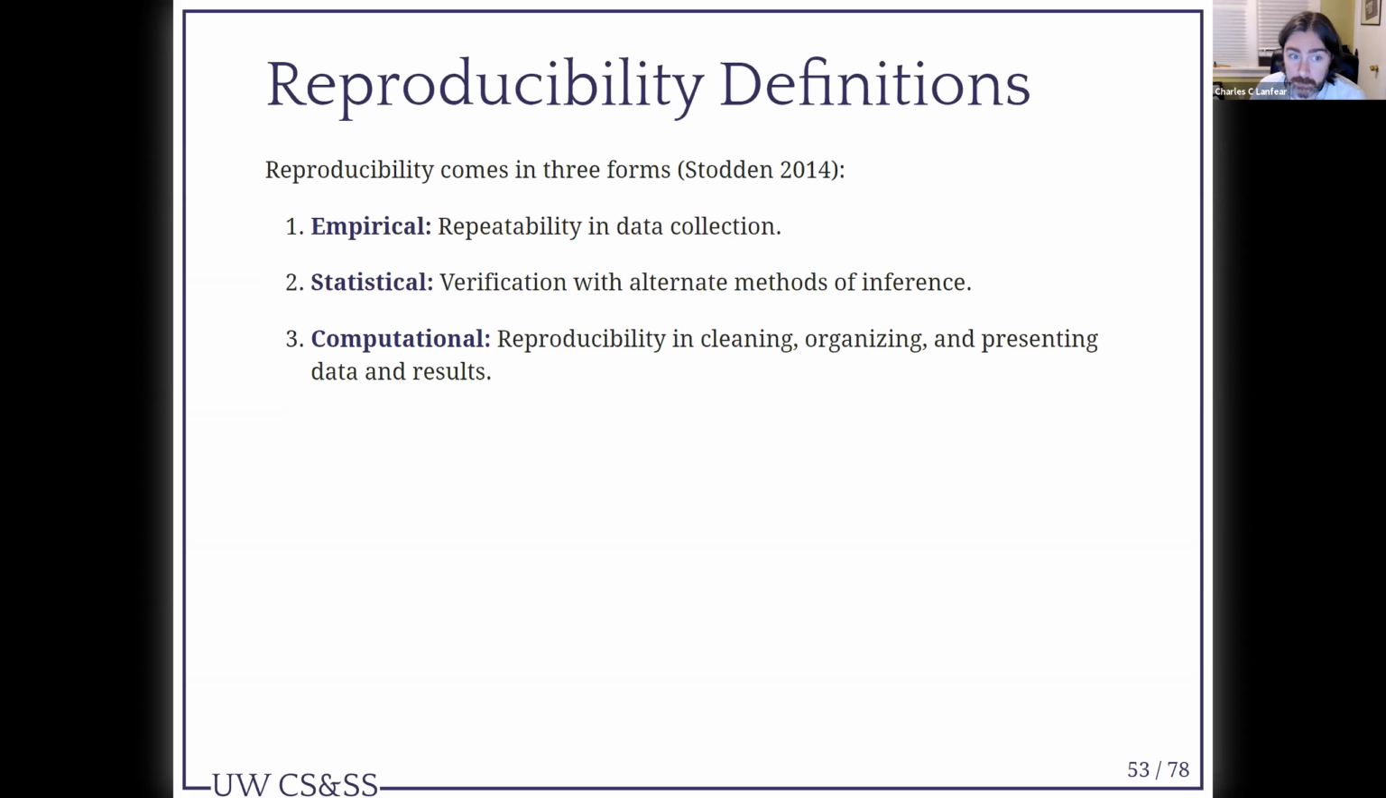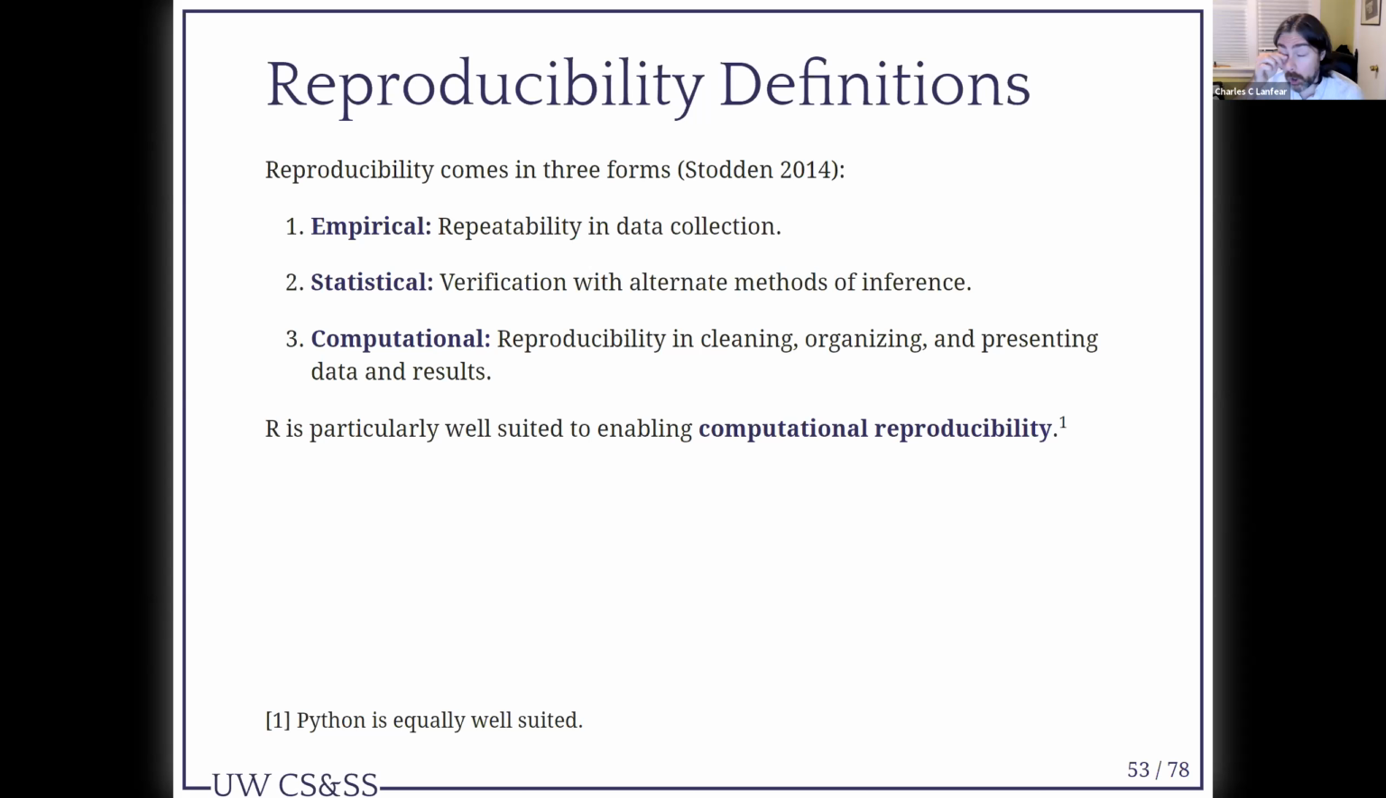And technically, for statistical reproducibility, you really don't want your results to be highly sensitive to weird decisions, but if they are, you at least want people to be able to check those decisions and test them. Okay. So R as a language is very well suited to computational reproducibility. Python is equally well suited. These languages are great for automating all these tasks and making them clearly documented and put together.